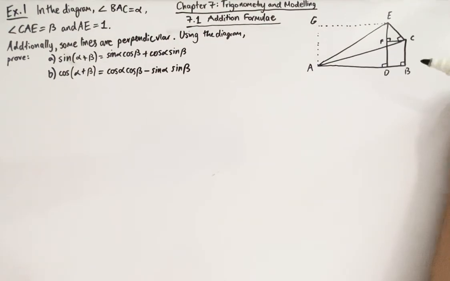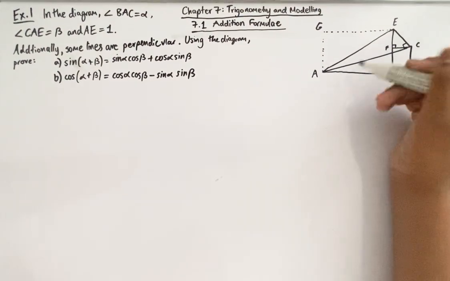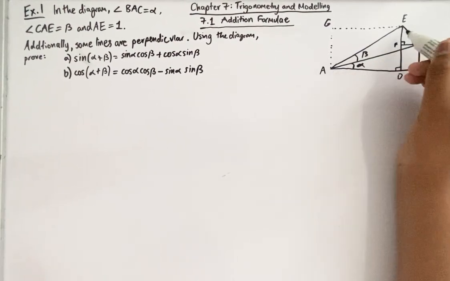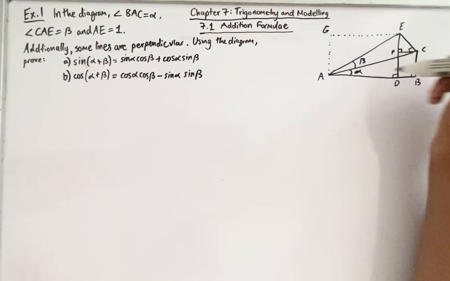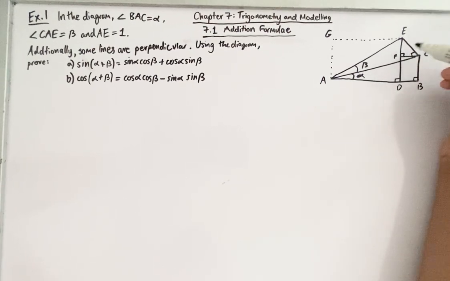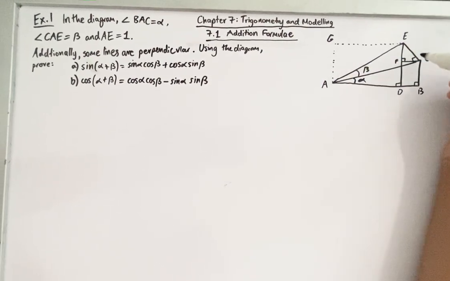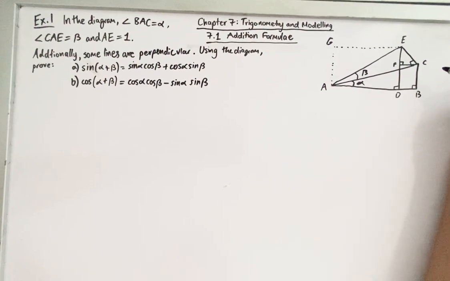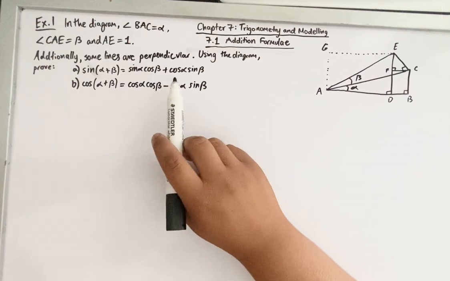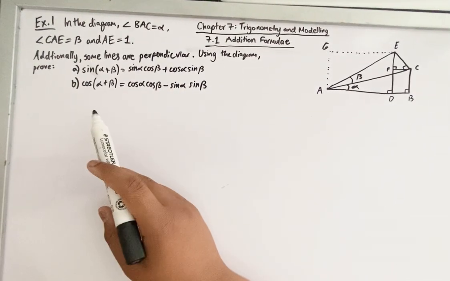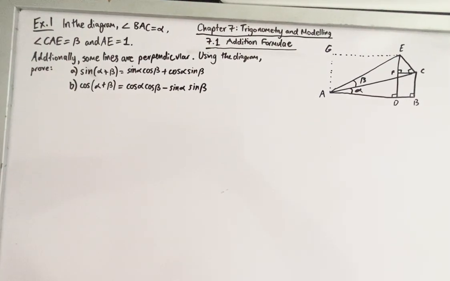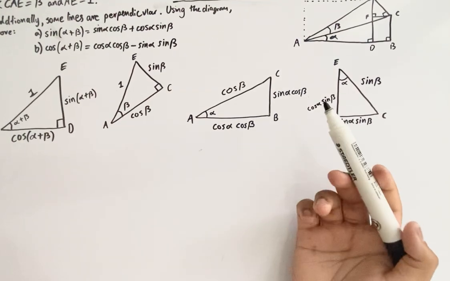Let's do an example. In the diagram here, the angle BAC is equal to alpha, and the angle CAE is equal to beta, and AE is equal to 1. Additionally, the lines AB and BC are perpendicular, AB and DE are perpendicular, EF and FC are perpendicular, and AC and EC are perpendicular. Using the diagram, prove that sine of alpha plus beta equals sine alpha cos beta plus cos alpha sine beta, and then that cos of alpha plus beta equals cos alpha cos beta minus sine alpha sine beta. We can split the diagram into the 4 separate triangles in the diagram.